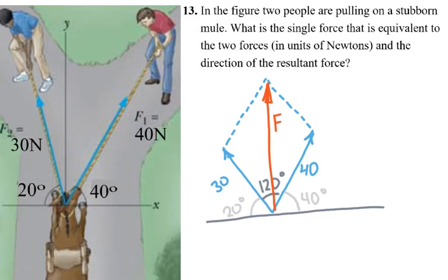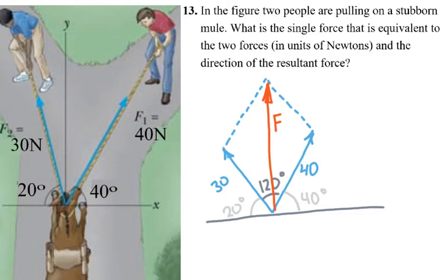So one man is pulling one way with 40 newtons, the other one with 30 newtons, and the mule is actually moving in this direction, where the resultant red force is. So I need to calculate that force, but at first I need to know what my angles are so I can use the law of sines or cosines to solve the problem.